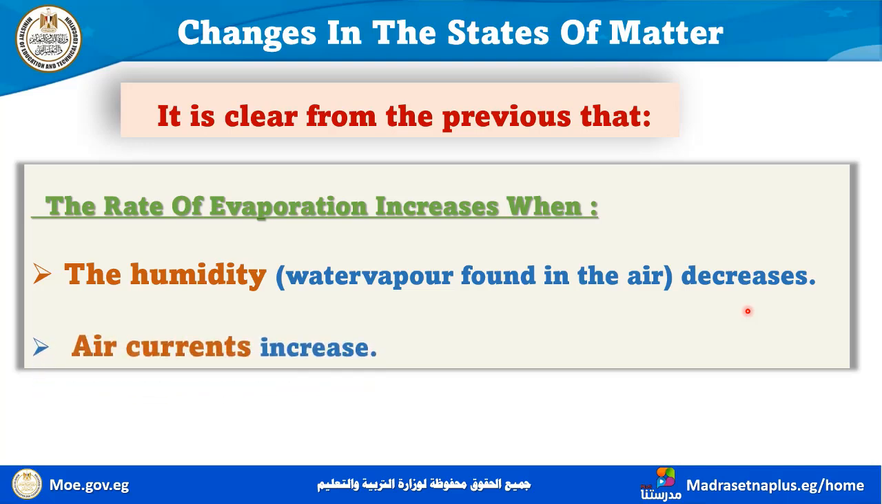The fourth factor, of course, is the air current. As the air current increases, the rate of evaporation increases, because the air current helps the molecules to escape from the liquid surface to the surroundings. So if there is wind or air currents, the rate of evaporation increases, and if the air currents decrease, the rate of evaporation also decreases.